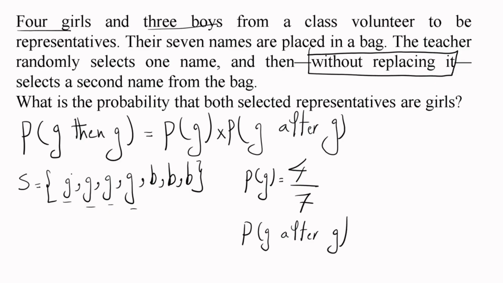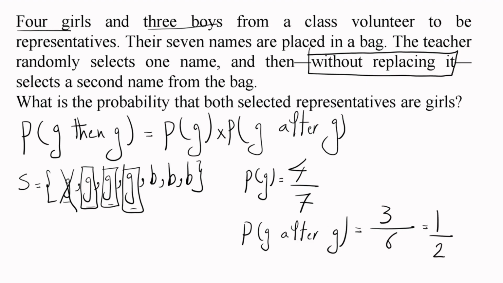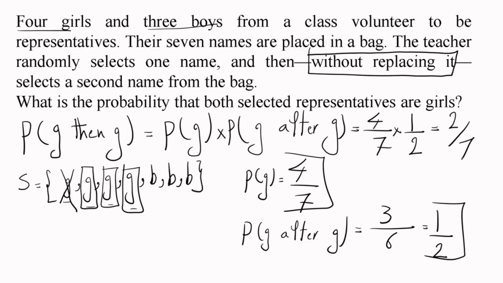And for P of girl after girl, what should I do? In the first probability, I picked a girl's name, so I'm going to eliminate that from the sample space. In this case, what is the number of favorable outcomes? As you can see, I have 3 favorable outcomes. So it's going to be 3. And the number of possible outcomes is 6, which is going to be 1 over 2. So I found those 2 probabilities, and the only thing that I need to do is multiply them by each other. And it's going to be 2 over 7. Really easy.